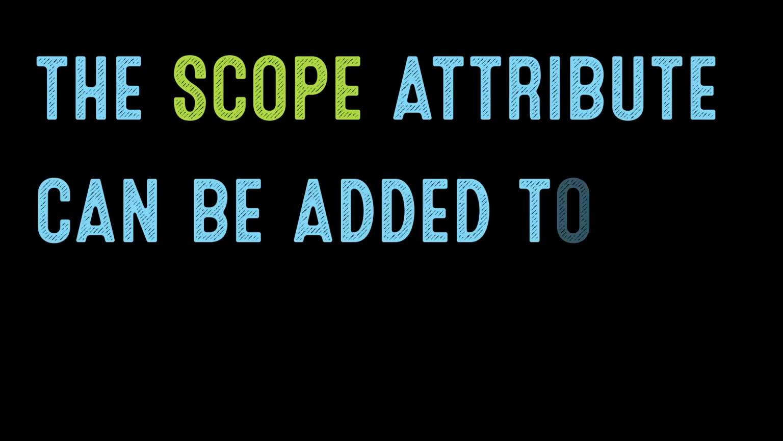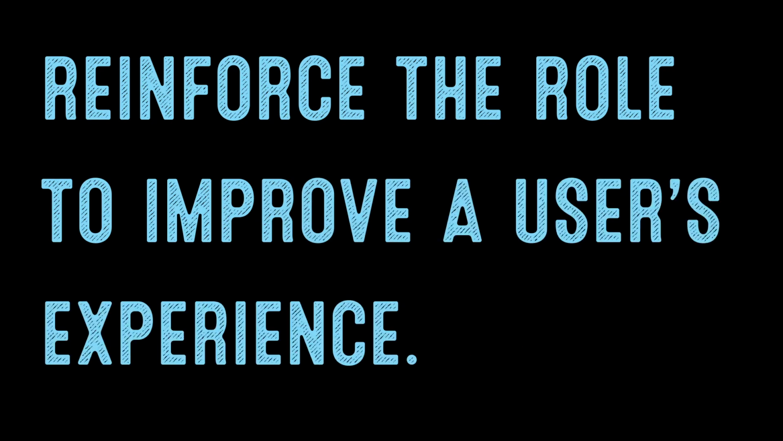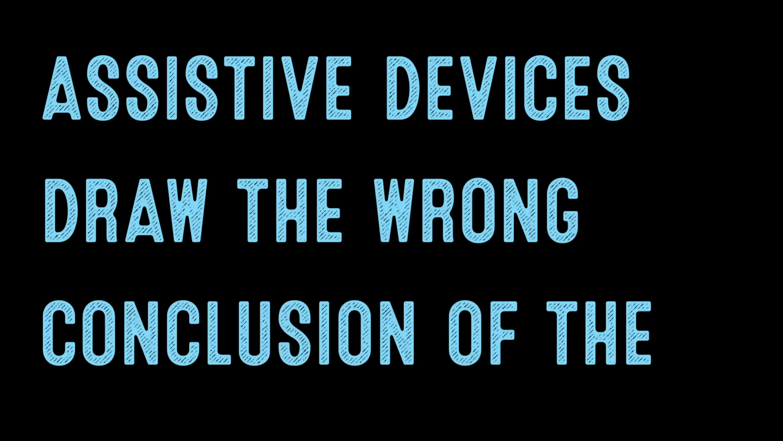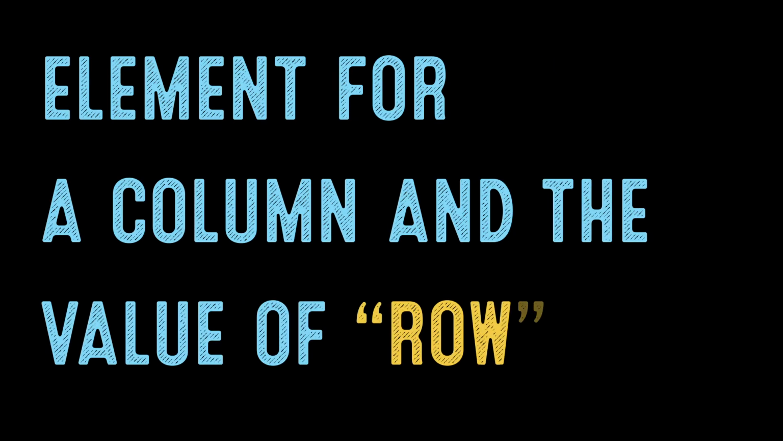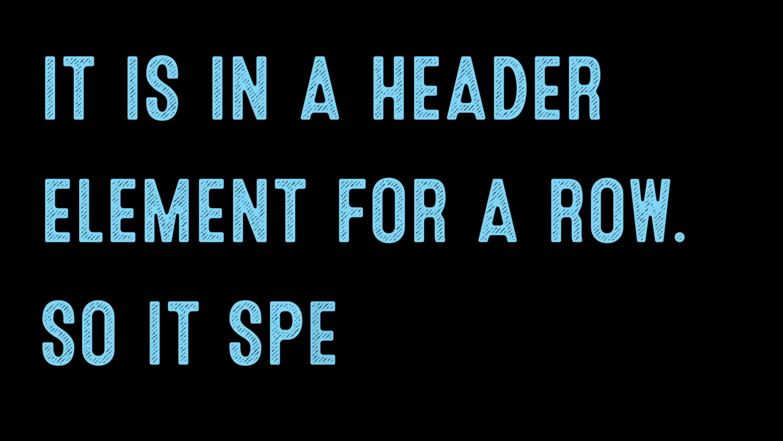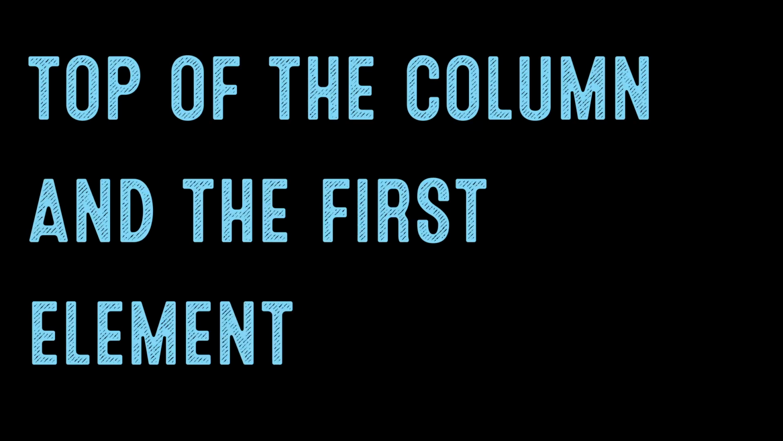The scope attribute can be added to the table header elements to reinforce the role to improve a user's experience. At times, assistive devices draw the wrong conclusion of the role, and the scope provides clarification. The scope attribute has a value of col when it is a header element for a column, and the value of row when it is a header element for a row. So it specifies the top of the column and the first element of a row.